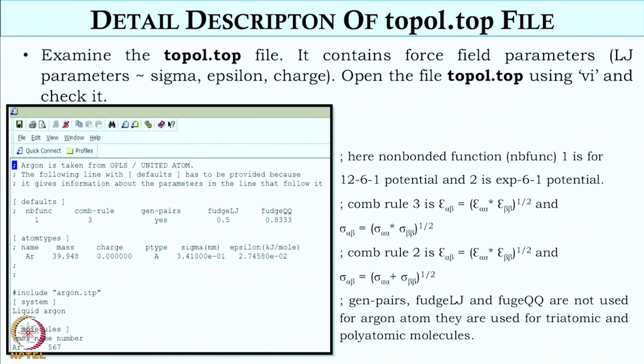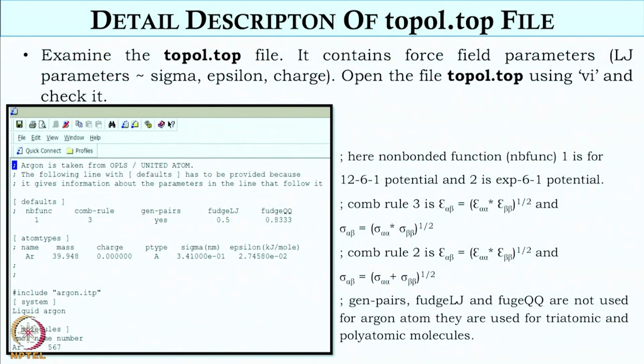The line where it is written NB function, the NB function stands for non-bonded function, and if it is 1, then it means that we are using a Lennard-Jones potential, that is a 12-6 potential, and if it's 2, then it's an exponential-6 potential. So it is, sir, that 1 includes the Coulomb also? Yeah, the 1 includes Coulomb also, and it is user specified. The kind of potential we want to use, we can specify it here. Then COM rule is the combination rule.